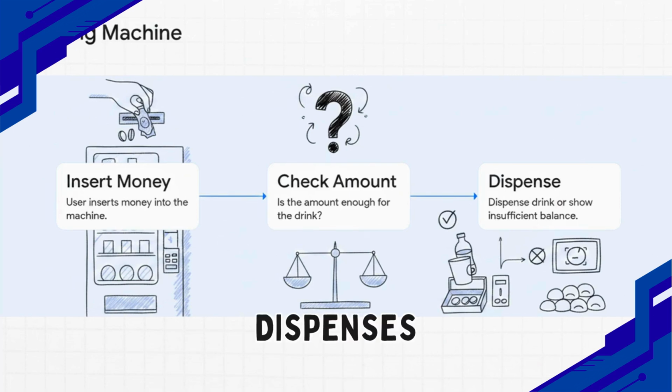If yes, it dispenses your energy drink and returns your change. If no, it displays insufficient balance. You've implicitly understood this logic since you were a kid buying snacks. See? You already think like a programmer.